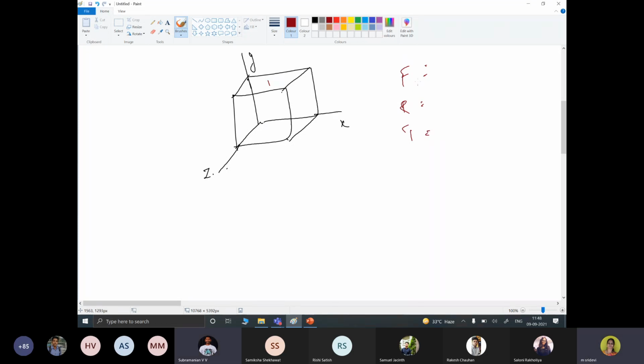For viewing the front side, the front portion, Z will be 0. Z is 0, the z axis, that is 0 for front view. What about right? X is 0. X equal to 0. And top? Y equal to 0.